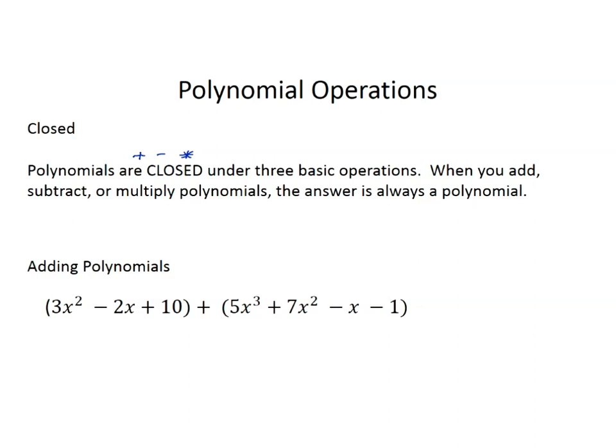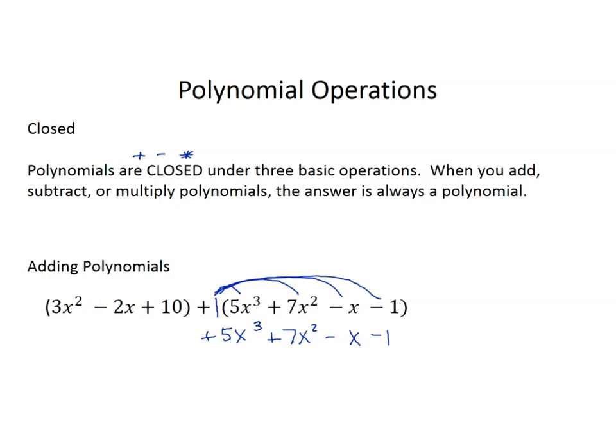So we're going to look at these three operations one at a time. Let's look at addition first. So we have these two polynomials that are being added together, and there is no number out in front of the second set of parentheses, but we can assume that it's a positive 1. And if we look at the distributive property and we distribute this 1 to each member that's inside the parentheses, then it's not going to change anything. So we'll end up with plus 5x cubed plus 7x squared minus x minus 1, just as if the parentheses were never there to begin with.